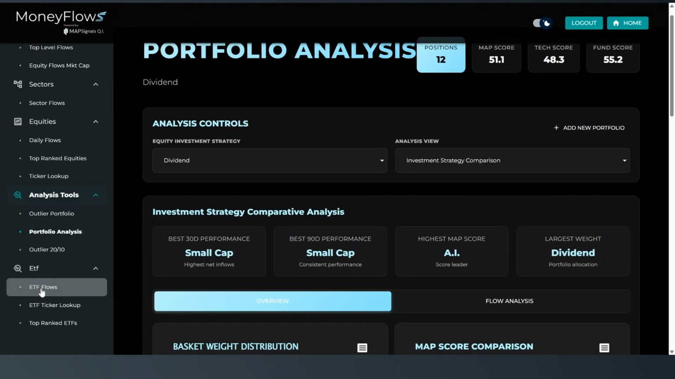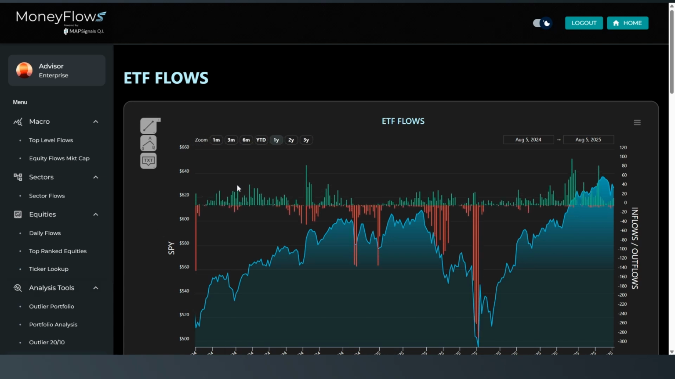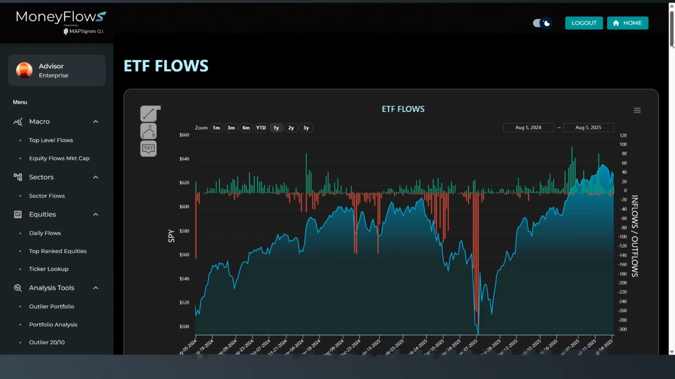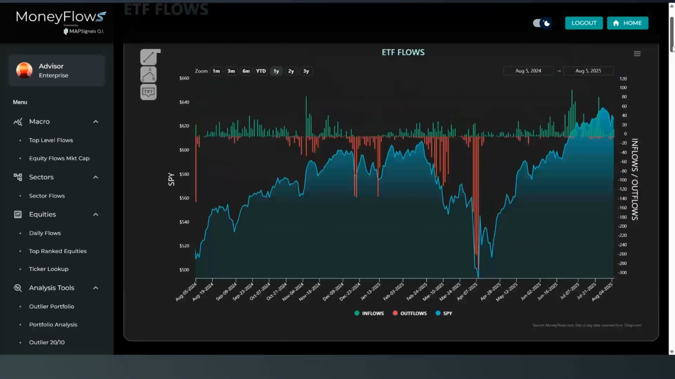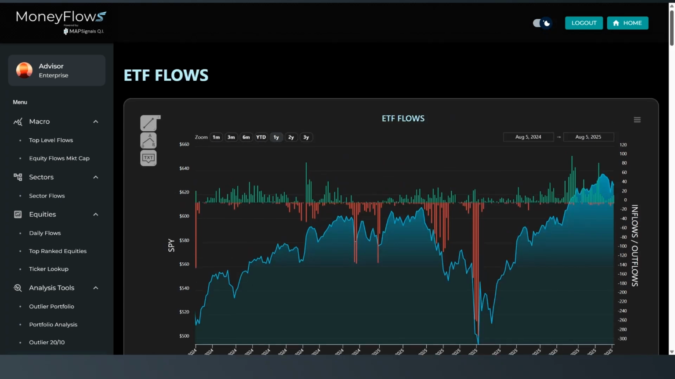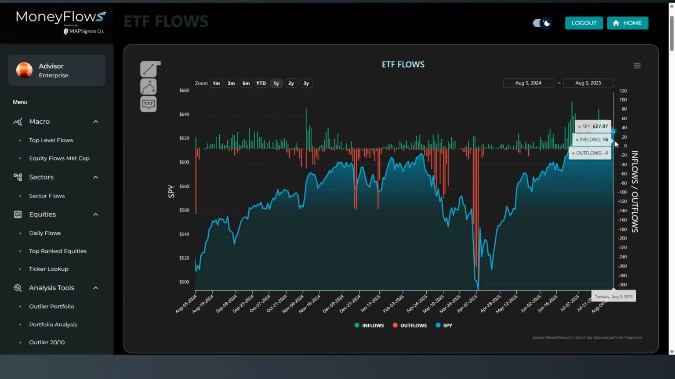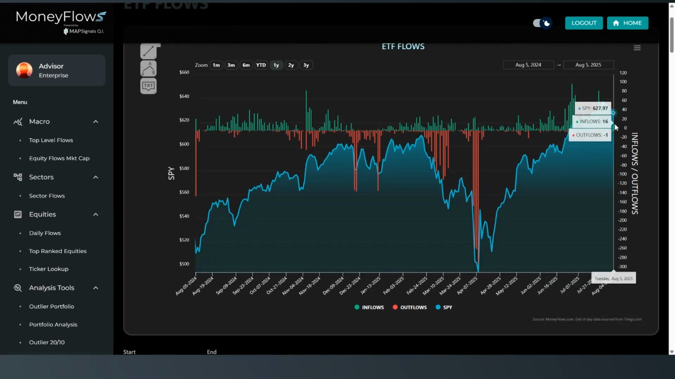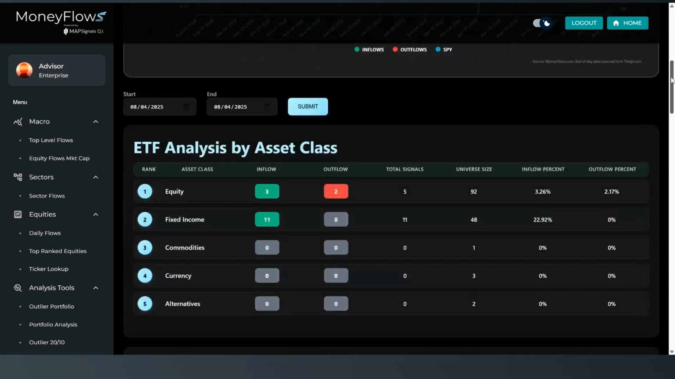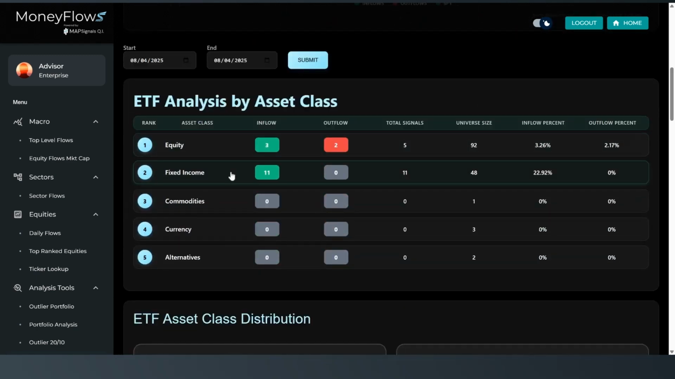Let's now turn to ETF flows. So this is very, very important. ETF flows continue to get more and more dominant as time goes on. More and more money is flowing into ETFs. If we look at August 5th, we can see that there were 16 inflows and 1 outflow. You can click that date and it's going to populate below here so you can see the flows by that date.